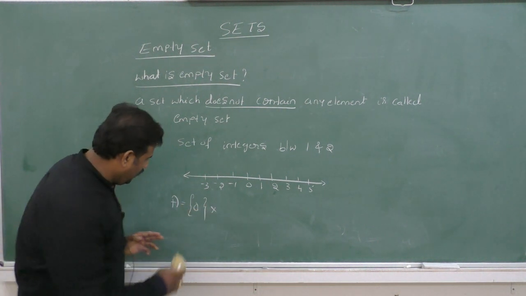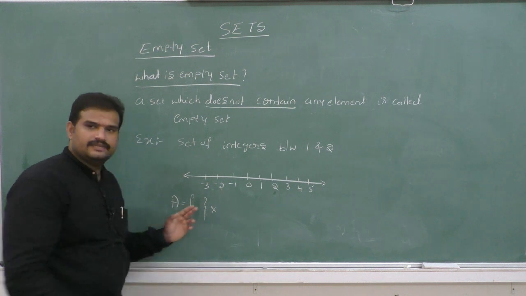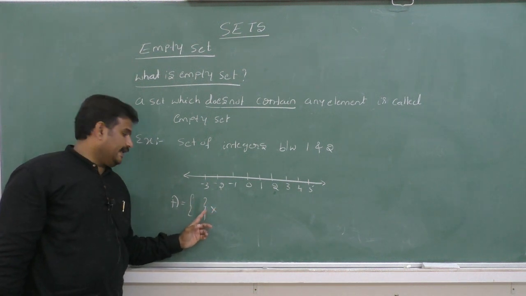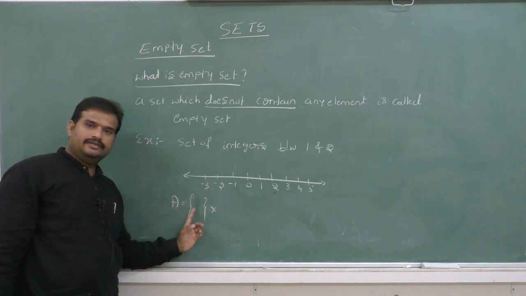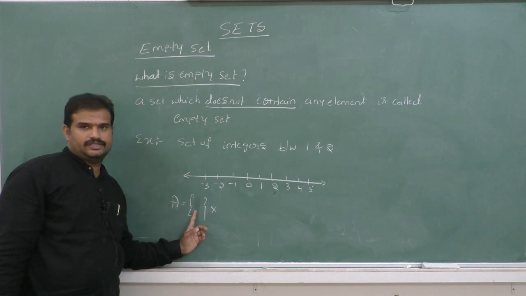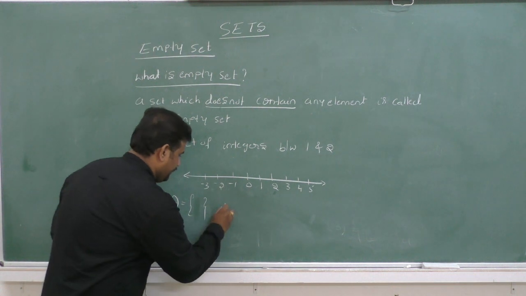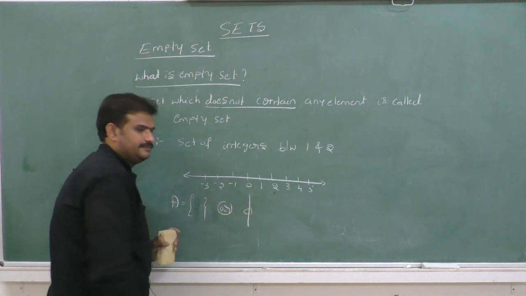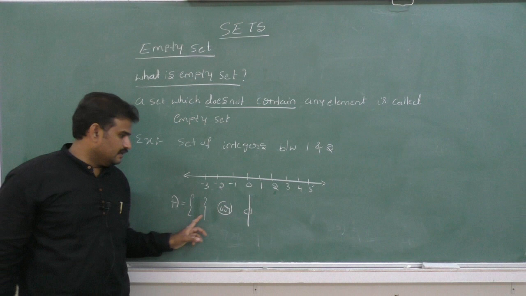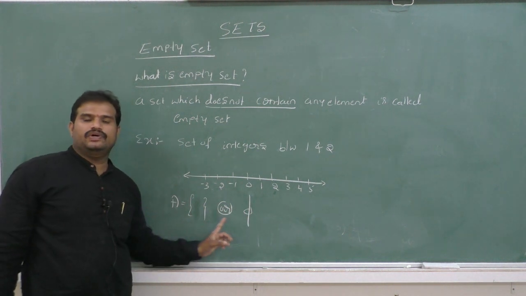That case is called empty set. The set does not contain any element. Here the set has no element, so it is empty. There is one more representation of your empty set, which is like this, phi. These are the two representations of your empty set.